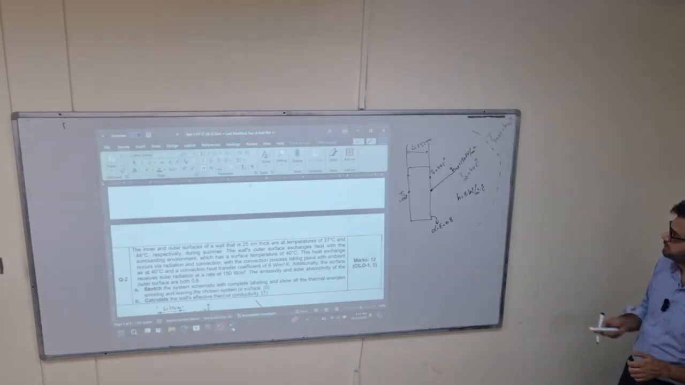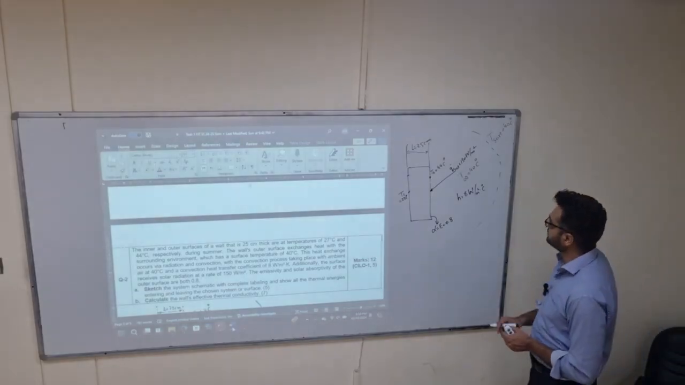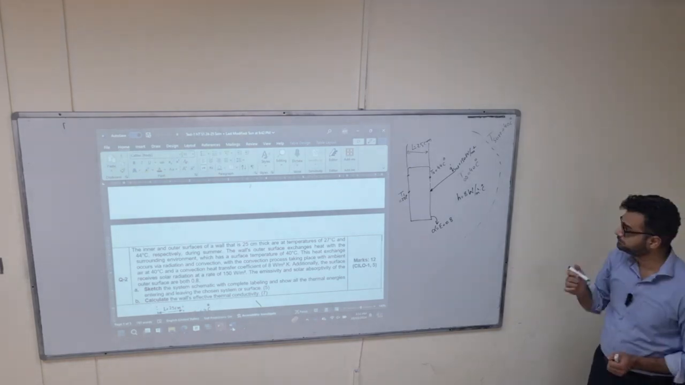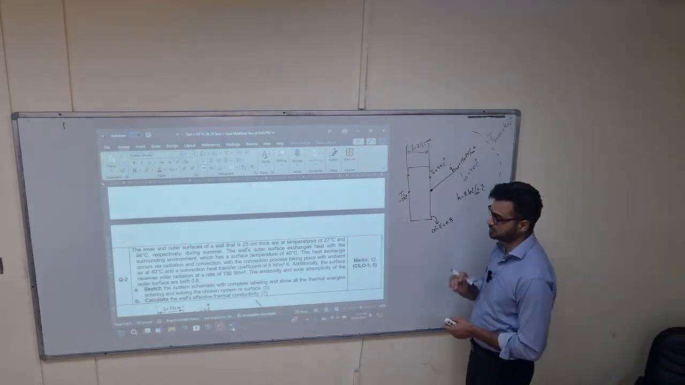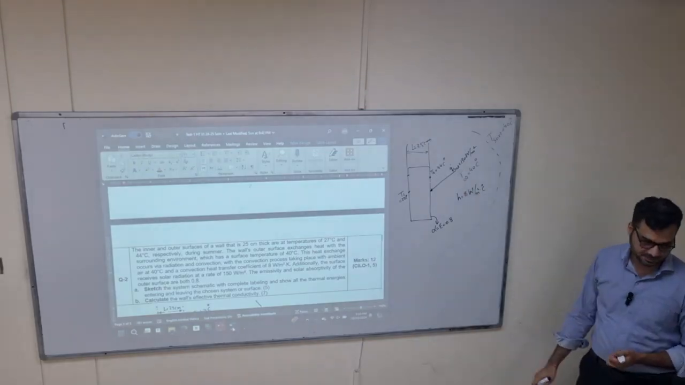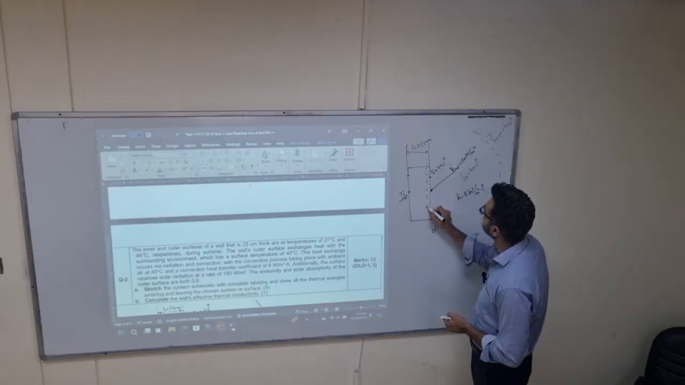Sketch the system schematic with complete labeling, and show all the thermal energies entering and leaving the chosen system or surface. So here we have not shown all the thermal energies, only Q solar is shown on that surface. The surface we should choose, of course, is this one, where all the energies are entering or crossing. So this is our surface, the only surface we are choosing.